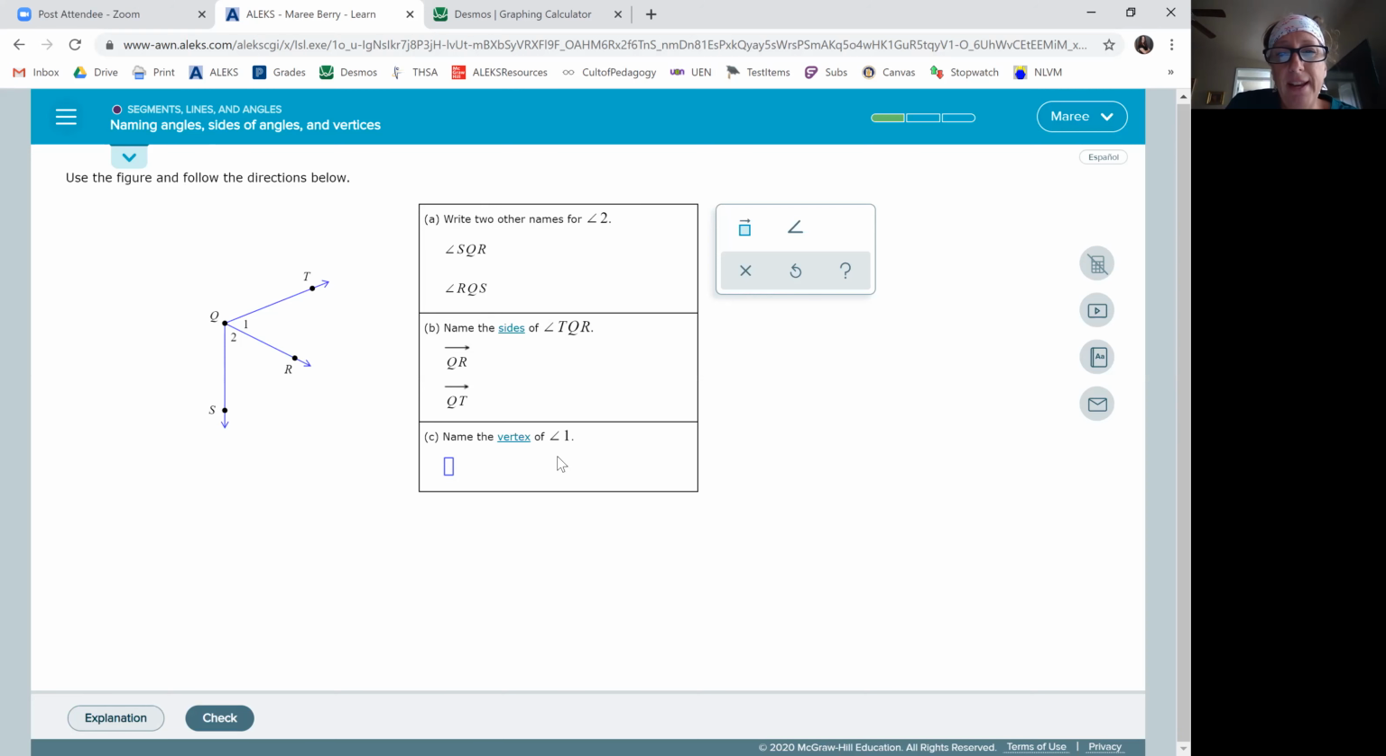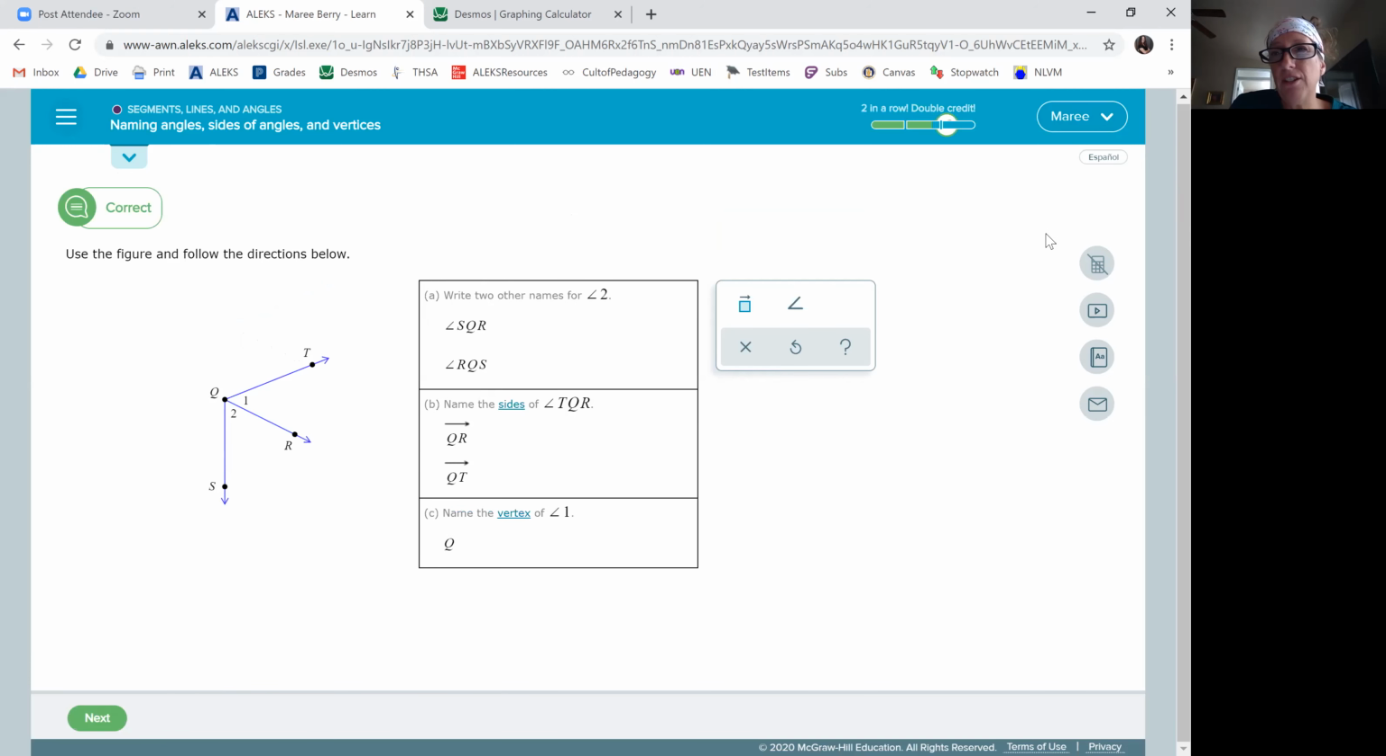Now the vertex of angle one, I do have to look at the angle, but it's just the middle letter, which is Q. So the vertex is the middle letter and the sides are the rays that start with the vertex. You've got to name those in order. And when you're naming angles, you want to have the vertex in the middle all the time. So those are some things to remember.